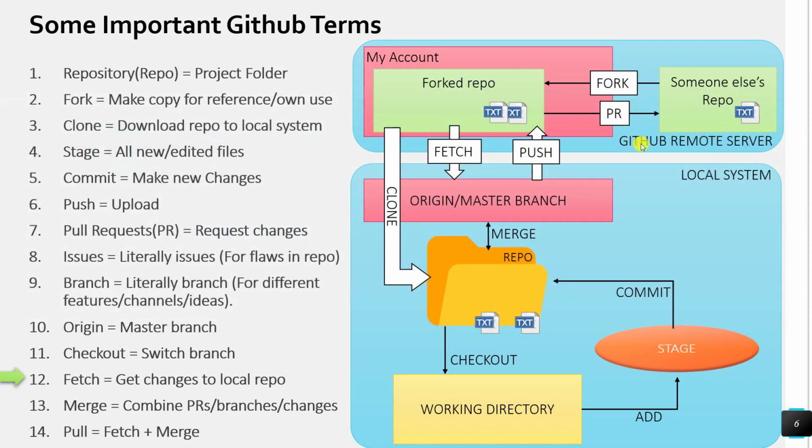Okay, then comes fetch, merge and pull. So fetch is basically fetching changes from the GitHub repository. That's it. And merge means combining PRs, branches, changes, as the name is, merge. And pull is fetch plus merge. That's it. So when you are pulling it from your repository, you might have one or two files missing here.